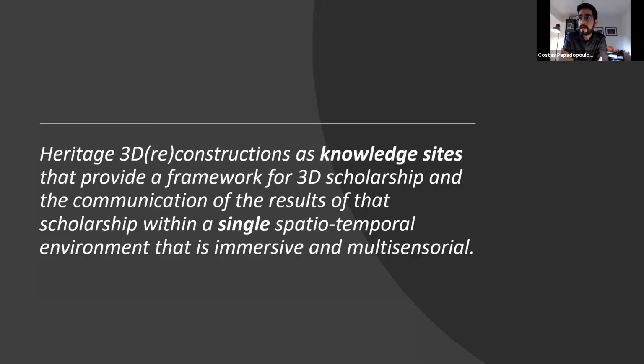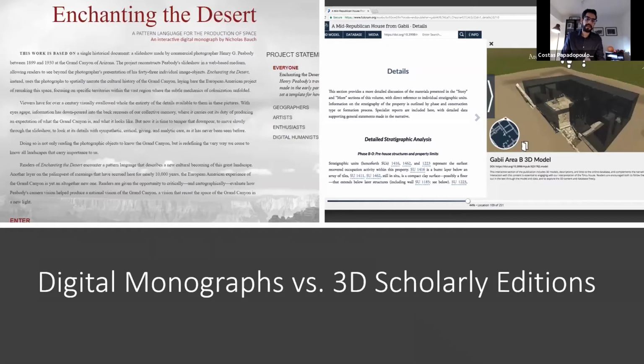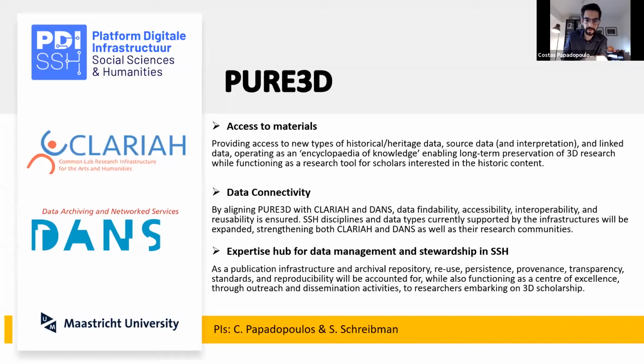So what we propose here is to see heritage 3D reconstructions as knowledge sites that provide a framework for 3D scholarship and the communication of the results of that scholarship within a single spatial and temporal environment that is immersive and multisensorial. And we don't want to create a confusion with what we call digital monographs, that largely use narrative using 3D models as illustrative. For example, the Stanford digital monographs or Michigan University Press, the Gabii project, because the model of digital scholarly editions is annotative, utilizing the model itself to embed contextual information.